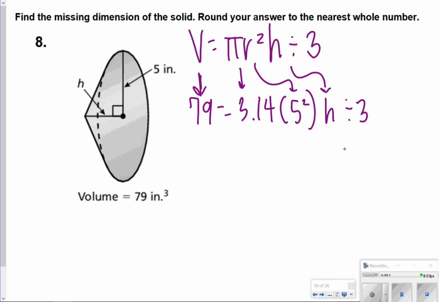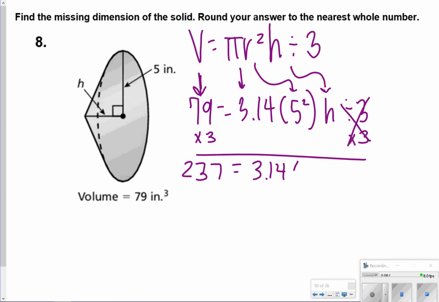First thing I'm going to do is multiply by 3 on both sides to get rid of that divided by 3. So 79 times 3 is about 237. So 237 is equal to 3.14 times 5 squared times height. This 3.14 times 5 squared, or 3.14 times 25, gives us 78.5.